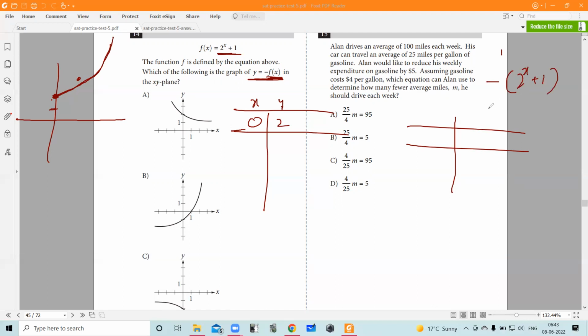So guess which one? Yeah. So negatives, that would be like -2 to the x power -1. Exactly.